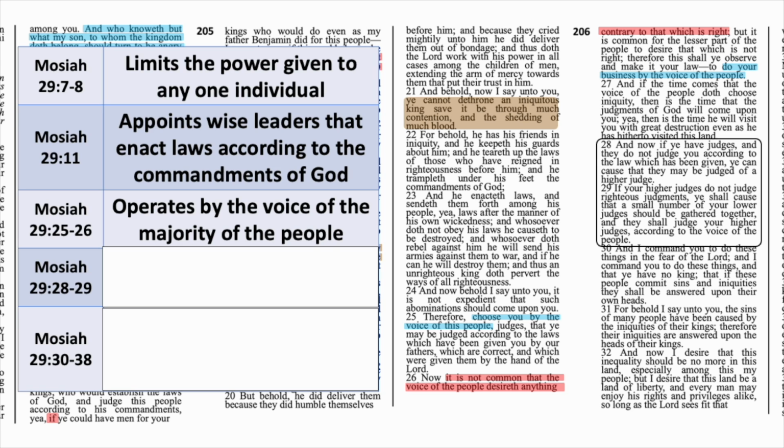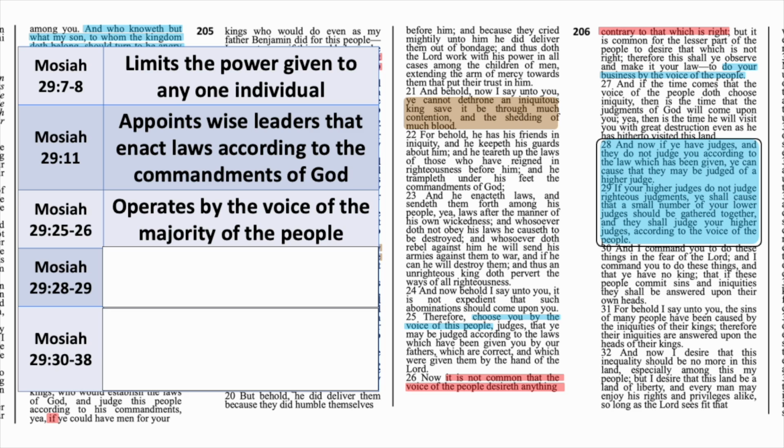And now if ye have judges, and they do not judge you according to the law which has been given, ye can cause that they may be judged of a higher judge. If your higher judges do not judge righteous judgments, ye shall cause that a small number of your lower judges should be gathered together, and they shall judge your higher judges, according to the voice of the people. Well, what governmental principle does that sound like? Checks and balances, right? Don't let any one particular group of your elected officials have too much power. Put checks in place in case that small group gets out of line.